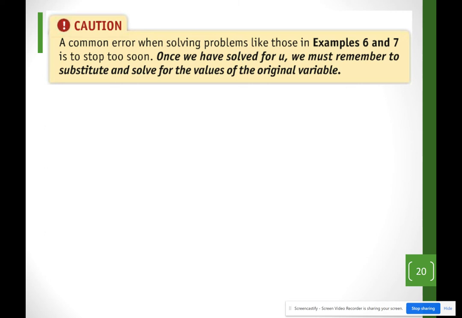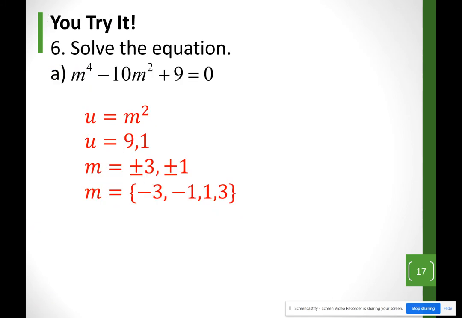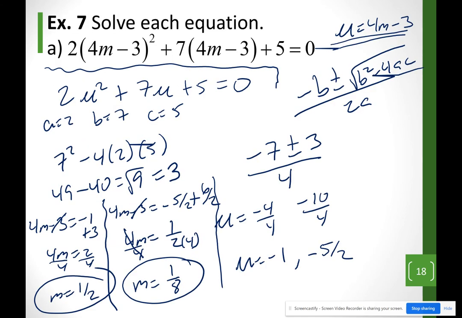A common error when solving problems like those that we just did is that people stop too soon. Once we have solved for the letter u, we must remember to substitute and solve for the values of the original variable. What we mean with that is, when we had this, we solved for u, we got values for u, and people usually stop there. But no, don't forget that u equals something in terms of m in this case. Solve for the original variable.